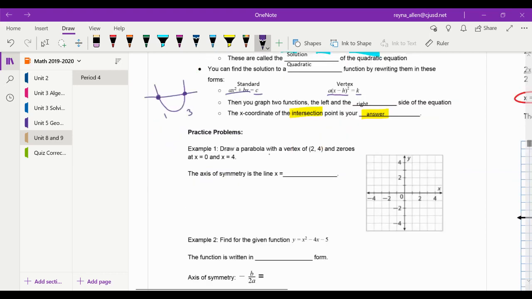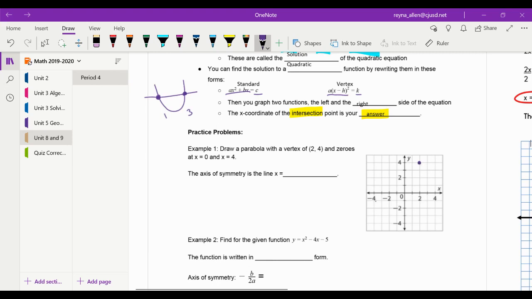So it says draw a parabola. They give us our vertex and they give us our zeros. Okay, so the vertex is at 2, 4. So to the right 2, up 4.